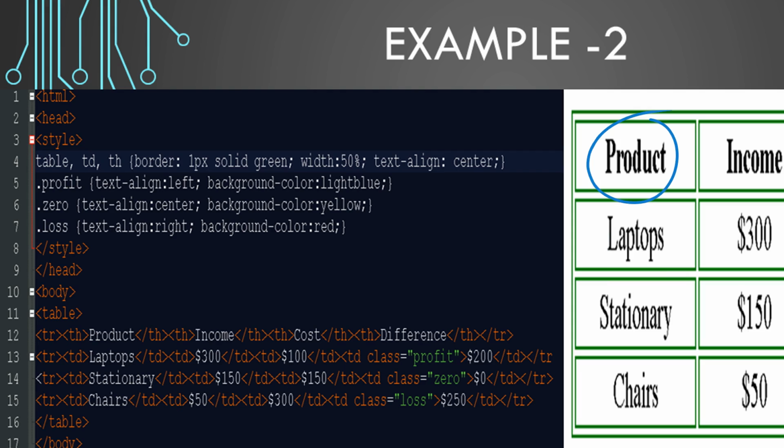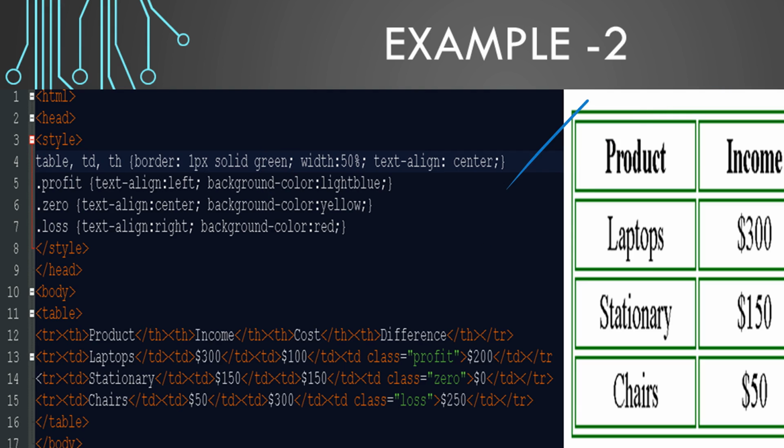Here you can see the border property, which is 1px, that is a 1 pixel border, which must be a solid border. There are so many types of border. There is dotted, solid, dashed. Okay, so I use the solid border and the color is green. So in this way you can give the border.